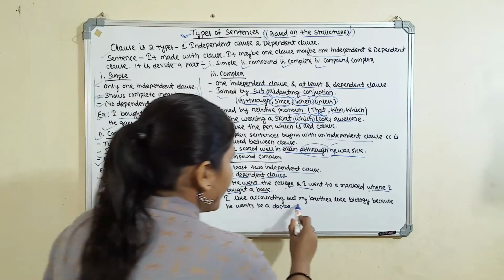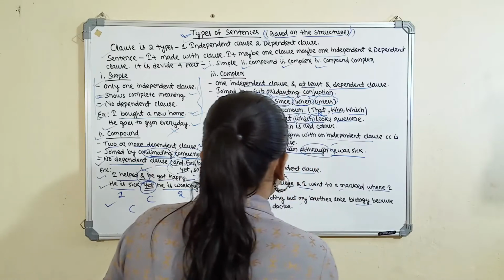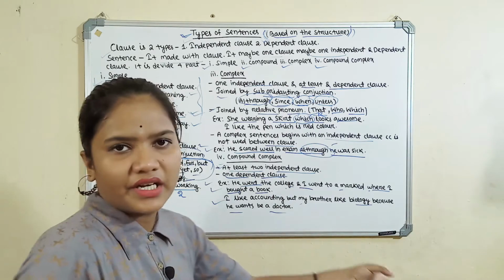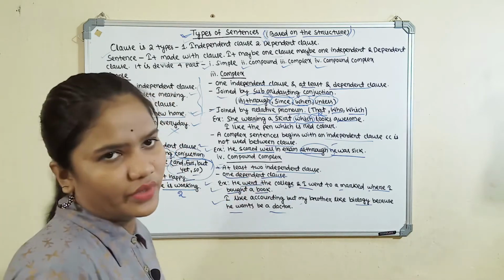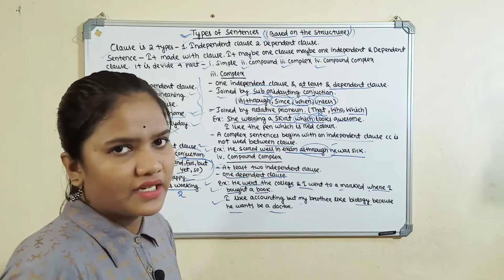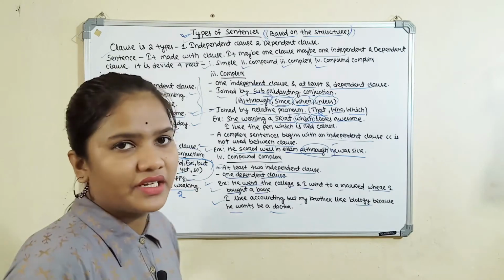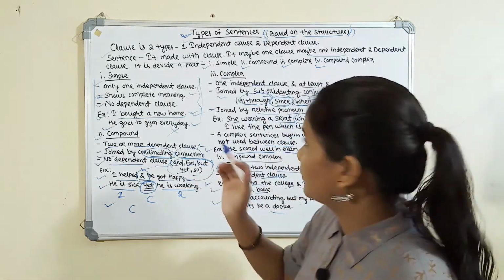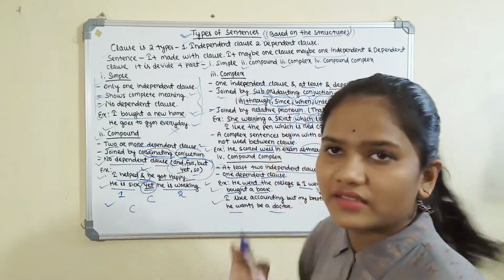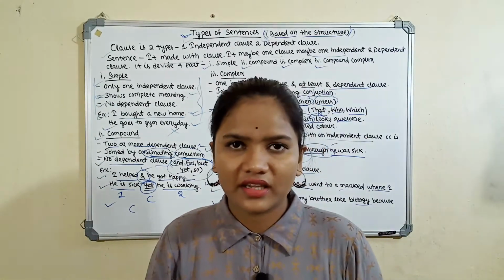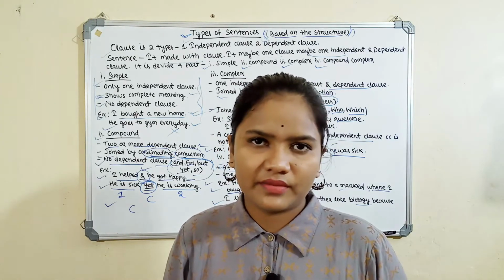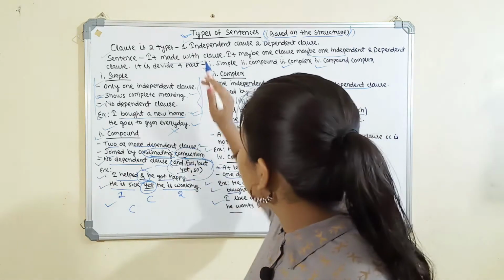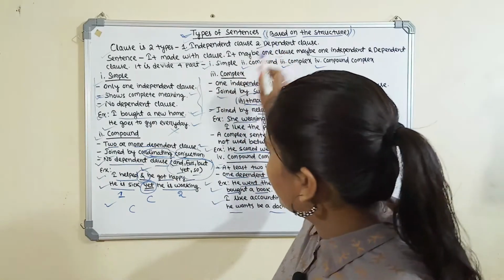I like accounting, but my brother likes biology because he wants to be a doctor. It also has two independent clauses and one dependent clause, so it is also in the category of compound complex sentences. That is all about the types of sentences based on structure. Let's recap what we have already learned. First, we learned the types of sentences and what a clause is. A clause is a subject-verb arrangement that shows complete meaning. Clauses are of two types, independent and dependent.